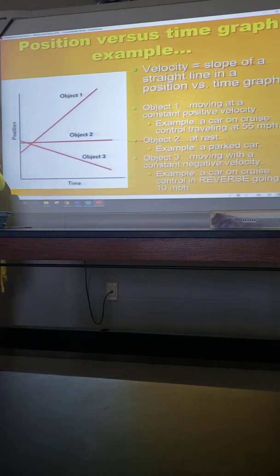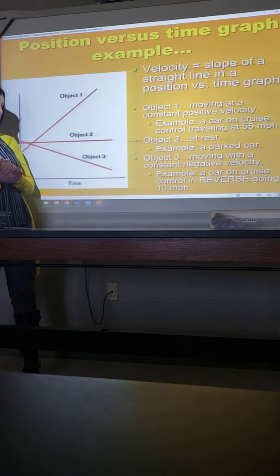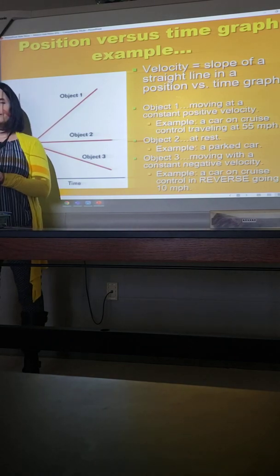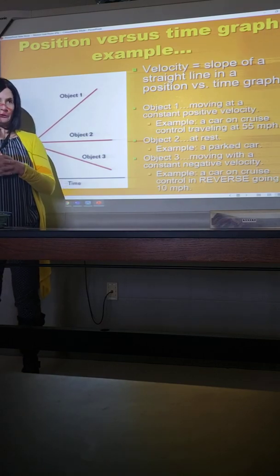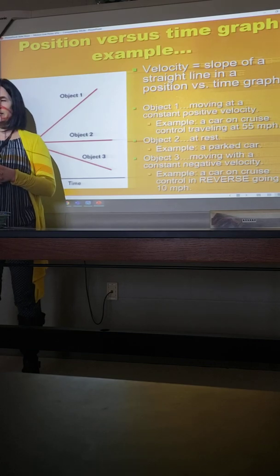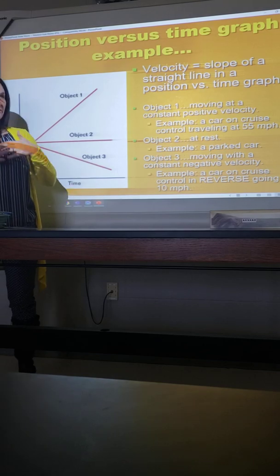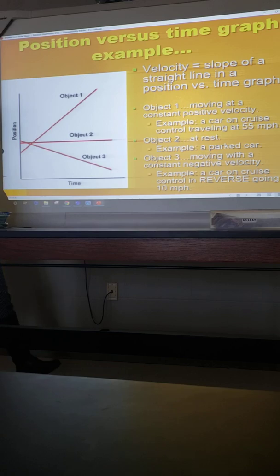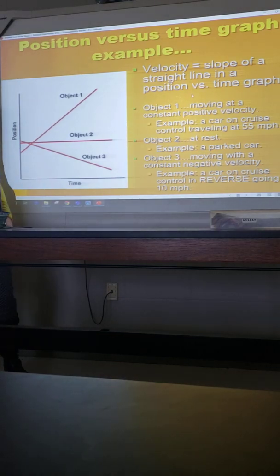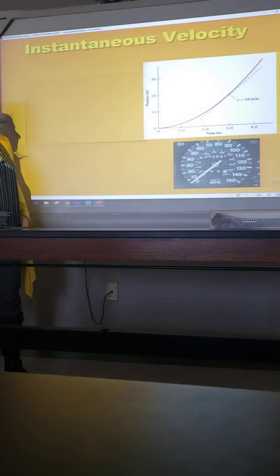All right, object three, moving with a constant negative velocity. So this is like a car going in reverse on cruise control at 10 miles per hour. I don't even know if the cruise works in reverse. Every time I see this, I think I'm going to have to try it, and then I always forget. But you can imagine if you could do that, setting the cruise control going in reverse at 10 miles per hour. Okay, nothing shockingly new, right? Does that all sound familiar?